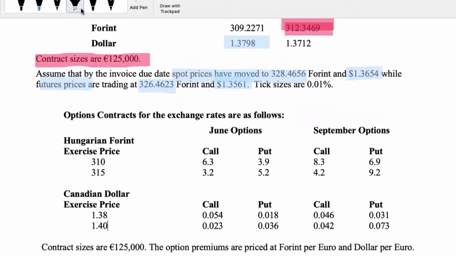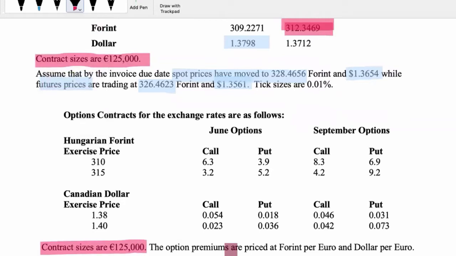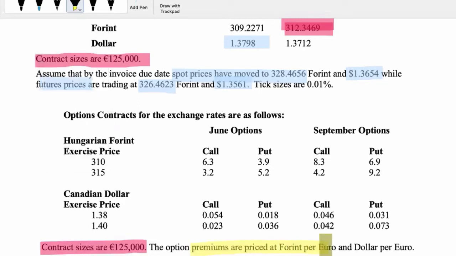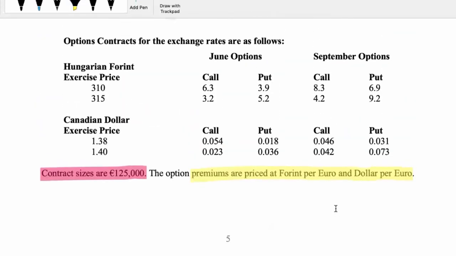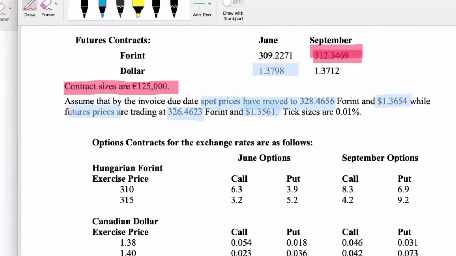We also have, just like the futures, the contract size we need to know, because this is going to help us identify how many contracts we're going to buy and so on, okay? We also have more information here that the premiums are priced in the foreign per euro and the dollar per euro. We don't have to divide by 100 into these, so they're already divided by 100 for us. We can just add or subtract them on. For the moment, I think based on the question, that's all we need to know, and we need to run with that. It's always a good idea to find out what the spot prices are. So anyway, let's look at the solution to this.